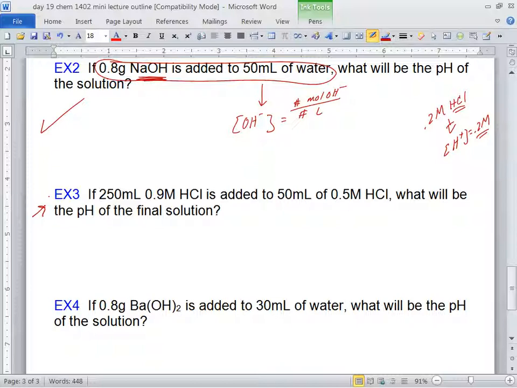EX3, at least you got a game plan for EX2, so you can give it a shot, and if you get stuck, ask at the help session. EX3, read over EX3 and see if you can give me an idea of what to do here. Jose, how are you going to do EX3?